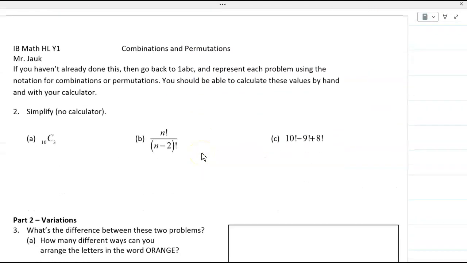Try this out without a calculator. Let me tell you a shortcut. When you are doing 10C3, you use the formula, n factorial over r factorial into n minus r factorial. Shortcut: you do 10 into 9 into 8 upon 1 into 2 into 3. So 90 times 8 is 720 upon 6, which is 120.